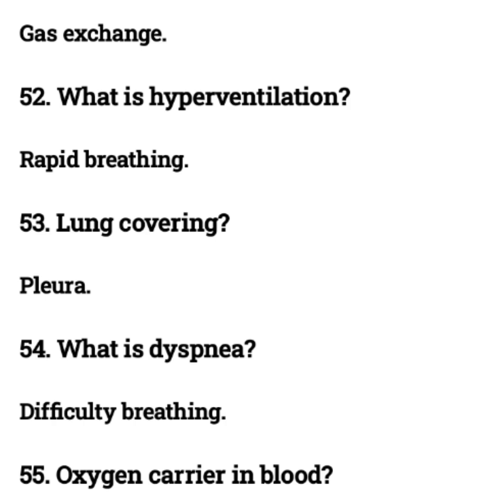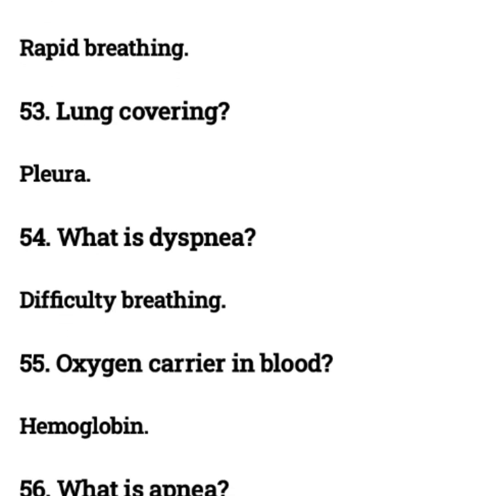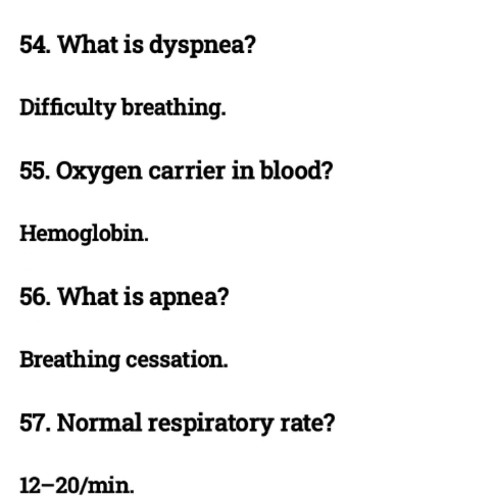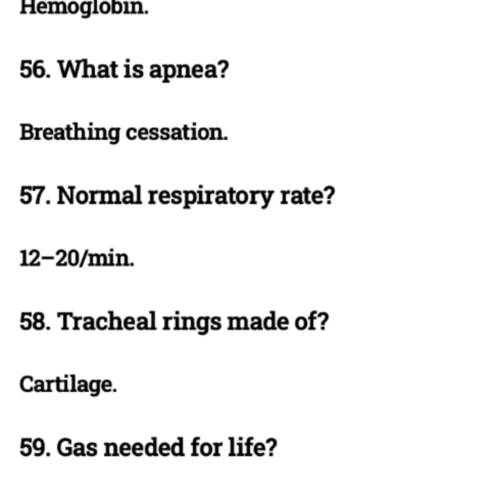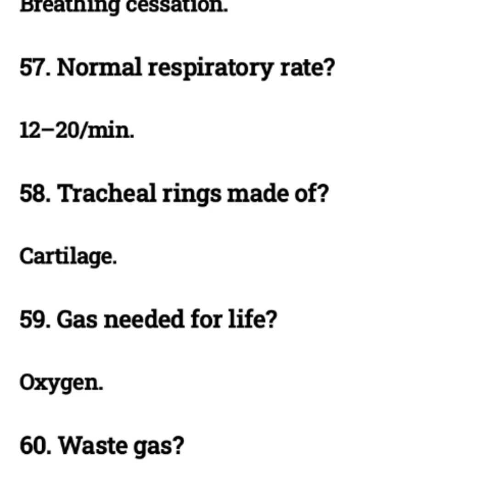Lung is covered by layer of pleura. What is dyspnea? Difficulty breathing. Oxygen carrier in blood, hemoglobin. What is apnea? Breathing cessation. Normal respiratory rate, 12 to 20 breaths per minute. Tracheal rings are made up of cartilage. Gas needed for life, oxygen.